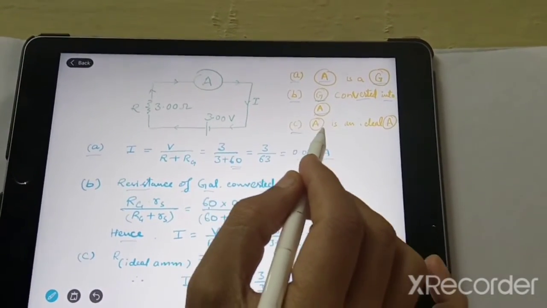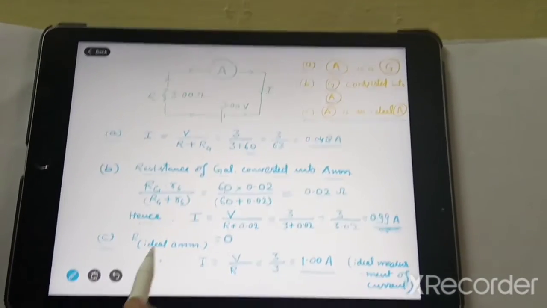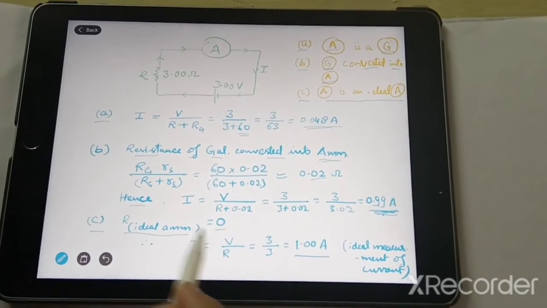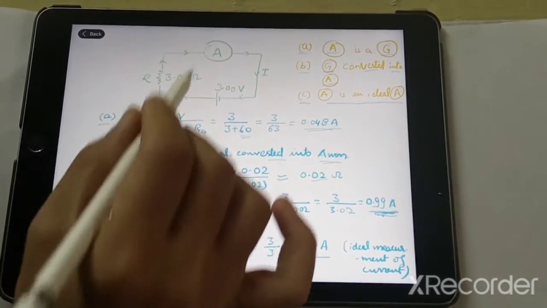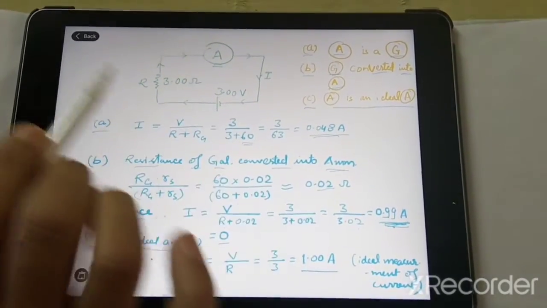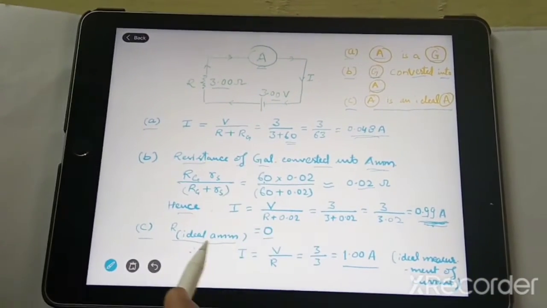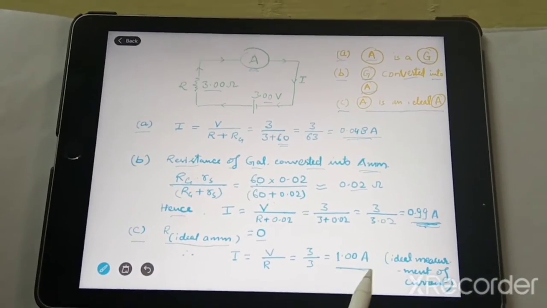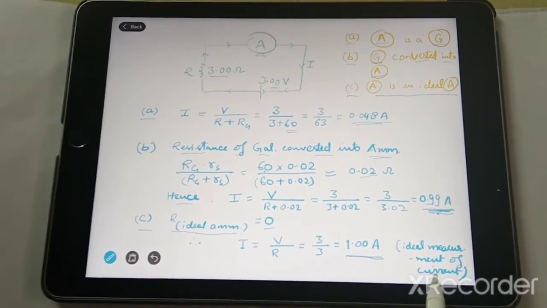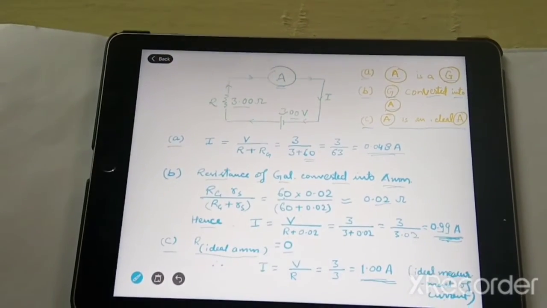So C part, it is an ideal ammeter. So the solution is that it is given that the resistance of the ideal ammeter is 0. So this resistance is 0, no resistance is there. So only 3 ohm is there and 3 volt is there. So the current measurement is 1 ampere. And therefore we can say that the ideal measurement of the current is done by an ideal ammeter.